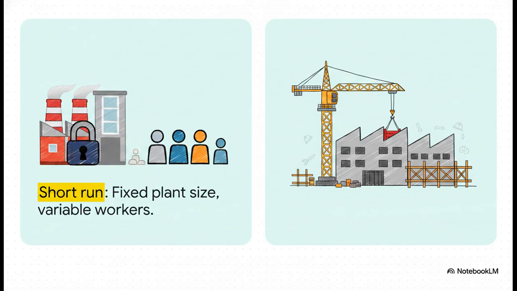But before we solve that mystery, we need to establish the rules of our economic game here. We are strictly looking at what economists call the short run. So in the short run, your physical factory space, your plant size, and your heavy machinery are completely fixed. You can't just magically build a new warehouse overnight, right? The only thing you can easily change, which is your variable factor, is the number of workers you hire. Sure, in the long run, you could totally expand the building, but for today's explainer, we are locked in.